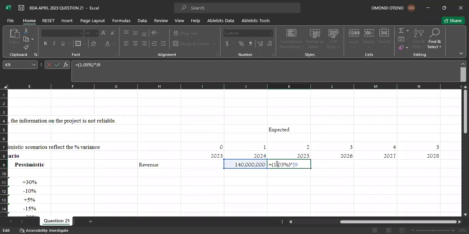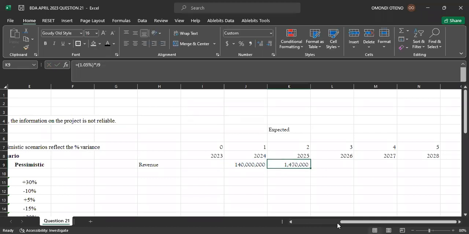And somebody is talking about locking. No, why do you want to lock? You have been told that the revenue will be increasing by 5%. If it is going to increase by 5%, our revenue in 2026 will be 5% more than the revenue in 2025. So we don't need to lock it. I just do this, enter, then come to this point and autofill to the very last year.